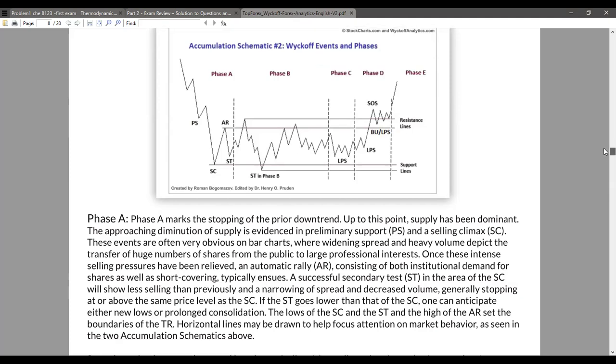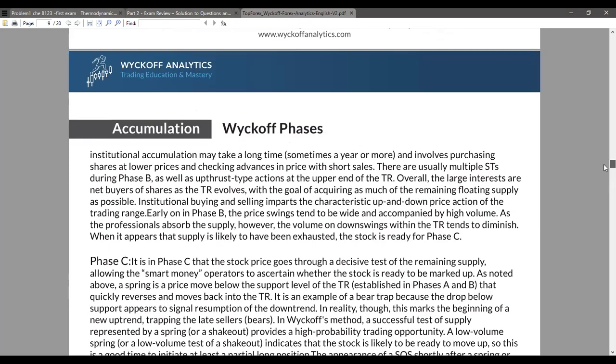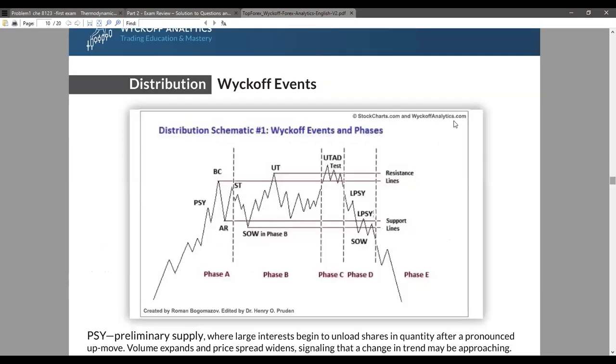Those are the 5 phases that you are looking out for in the accumulation schematic. Now let's look at the distribution schematics. In this distribution schematic, we are looking out for sell opportunities. So it's just the opposite of the accumulation schematics. This is the first schematic for distribution.